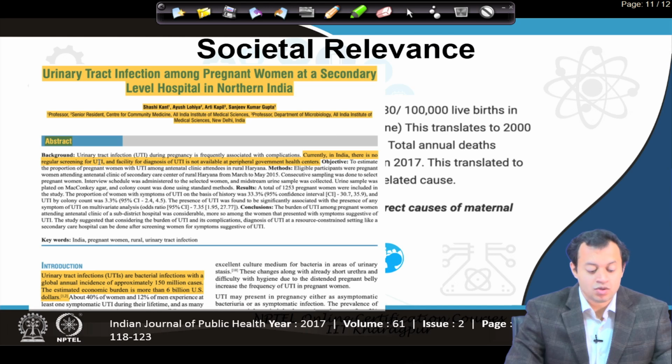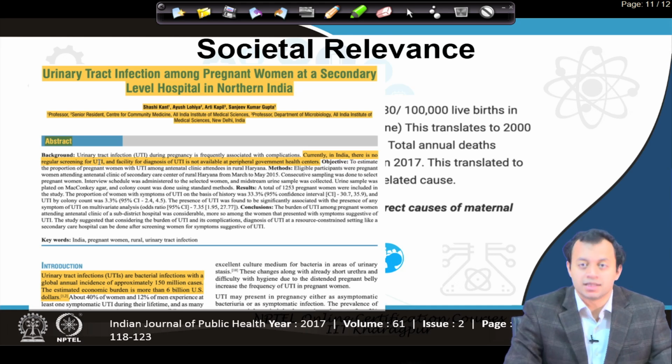Currently in India, there is no regular screening for UTI, and facility for diagnosis of UTI, urinary tract infection, is not available at peripheral government health centers. Okay? Let that sink in, that we do not have a UTI detection facility in peripheral government health centers. Urinary tract infection can cause maternal mortality. There are other factors for women dying during pregnancy as well, but UTI is quite significant.